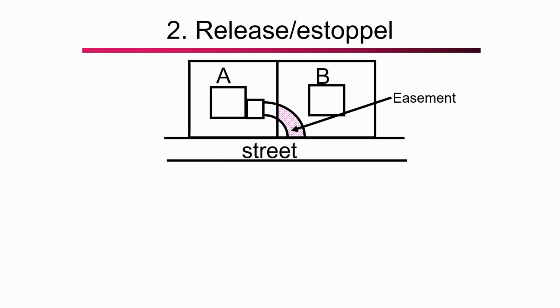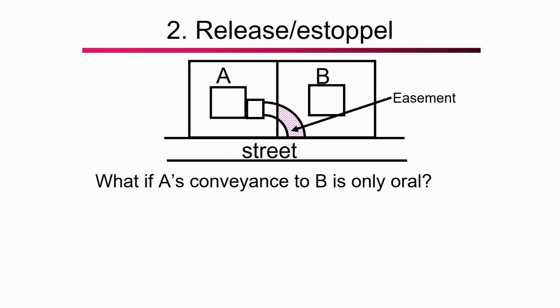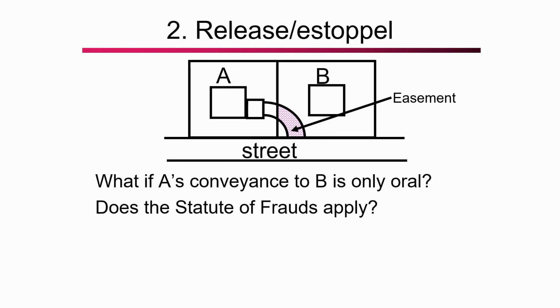Here's a variation on the release situation. Let's suppose that A gives a conveyance of the easement to B, but the conveyance is only oral. A just says to B, I don't want the driveway easement anymore, you can have it back. Does the statute of frauds apply? Well, it certainly does. We're conveying an interest in land, and normally the statute of frauds says that any conveyance of an interest in land with a duration longer than 1 year has to be in writing. Since there's no writing here, this won't be an effective release.